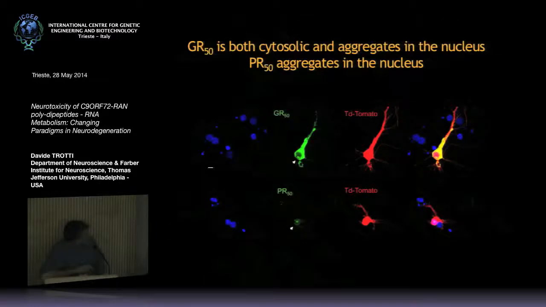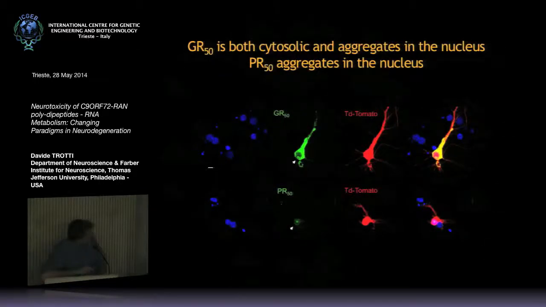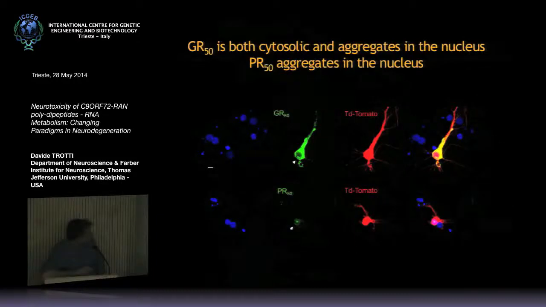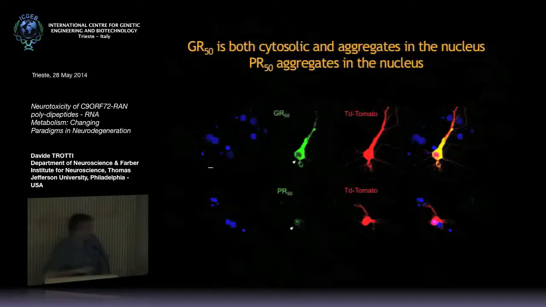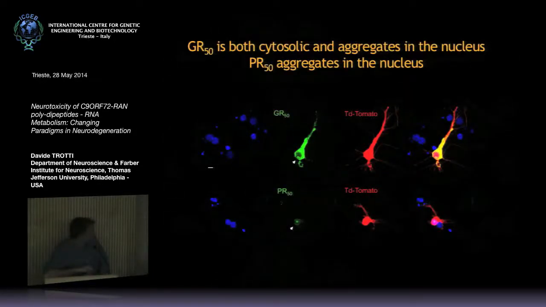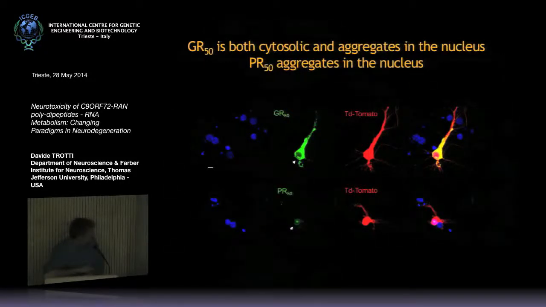GR50 has a nuclear localization, as well as a strong localization in the cytosol. This is a tdTomato positive neuron, so you can see it here, GR50 nuclear plus cytosol. However, PR50 has a very strong tendency to accumulate in the nucleus. There is some, I will show you data later, but mostly PR50 goes into the nucleus.